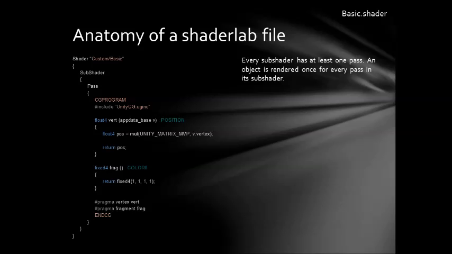Then there are passes. Every subshader has a number of passes. It'll have at least one, but it can have any number of them. For every pass in a shader file, your object is rendered once. So if you have multiple passes, your object gets rendered more than one time. So for complicated effects, and in fact for how Unity handles its lighting, you will have multiple passes.